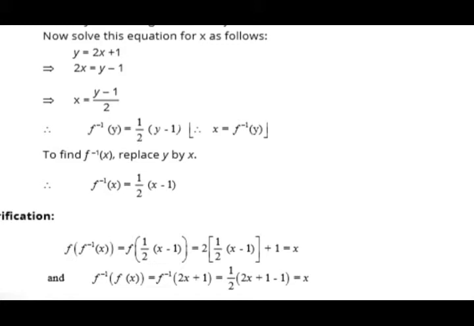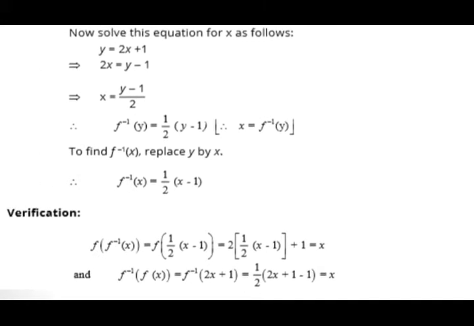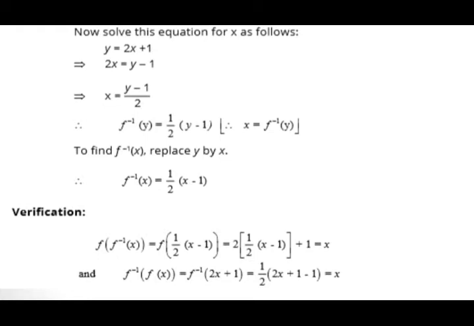And in the second form, f inverse of f of x. We have the inner function f of x equal to 2x plus 1. We put this value in f inverse, 1 over 2 times x minus 1, and in place of x we put the value 2x plus 1 and simplify. Then again we get x. Therefore we verify the given condition.